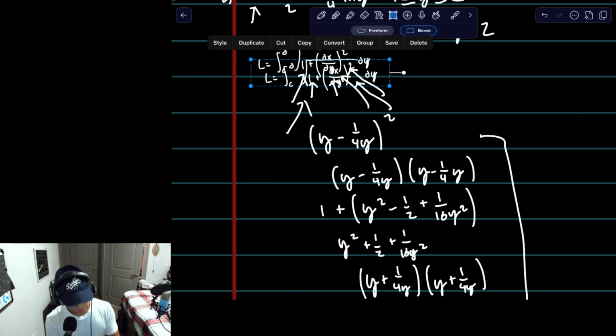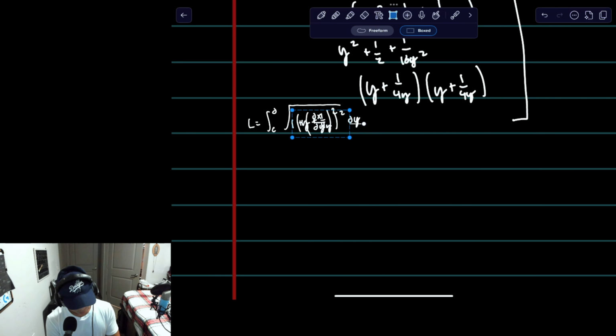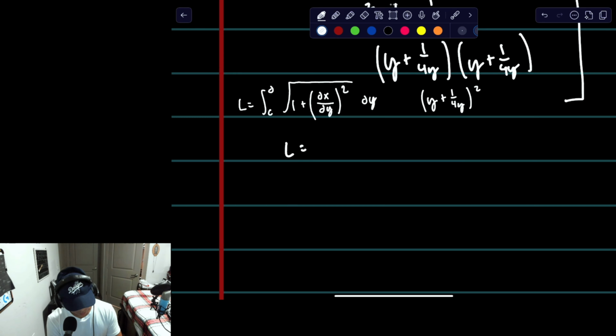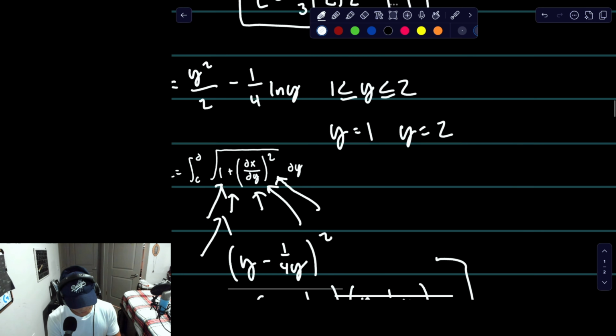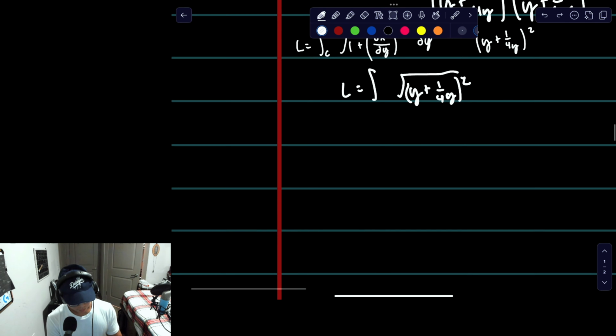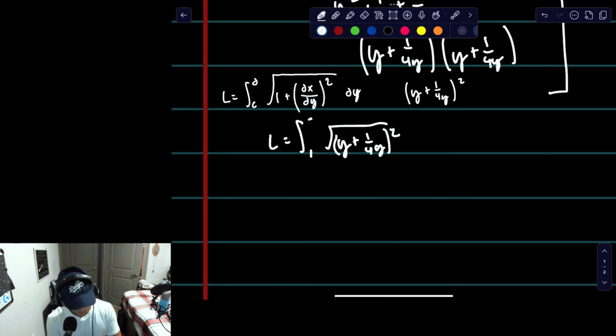So bringing this back down, we could pretend we're plugging this in here, which gets us L equals the integral of the square root of y plus 1 over 4y, squared. And remember, our bounds are y equals 1 and y equals 2, which are our lower and upper bounds, so 1 to 2. And of course, the square root and the square cancel each other out, so we're left with L equals the integral of y plus 1 over 4y, bounded from 1 to 2, dy.